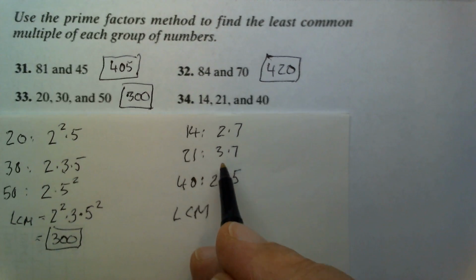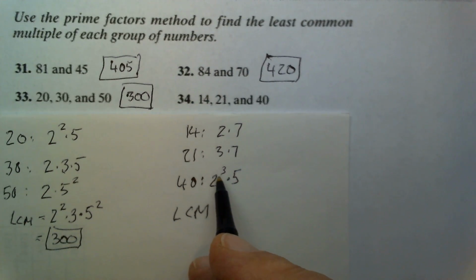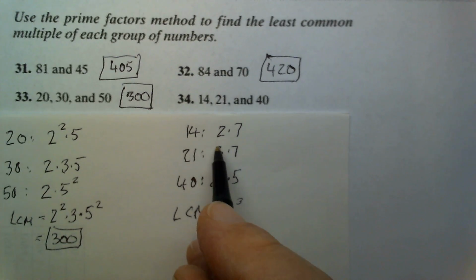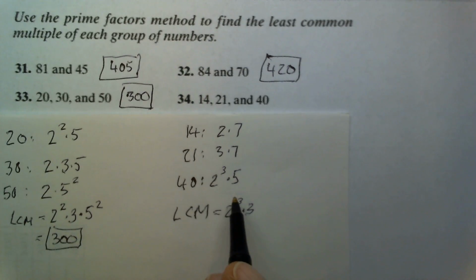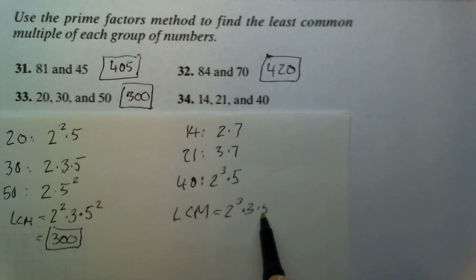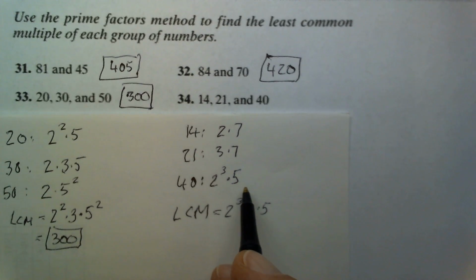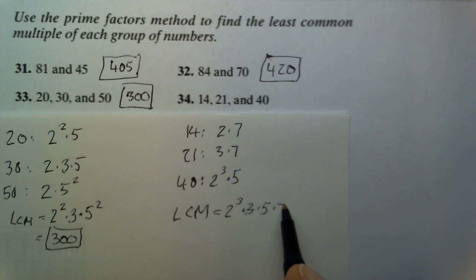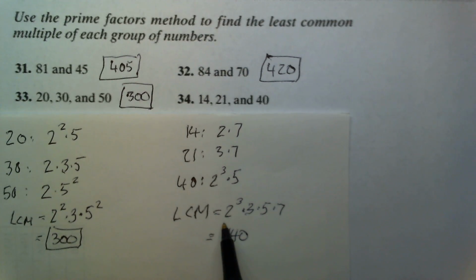So for the factor of 2, the greatest exponent is 3, so the least common multiple would be 2 to the third, and there's only one 3 to the first power, and then 5, so there's only one 5 to the first power, and then there's 7. And so 3 times 5 is 15, times 7 is 105, 2 to the third is 8, and 8 times 105 would be 840. So 840 is the least common multiple.